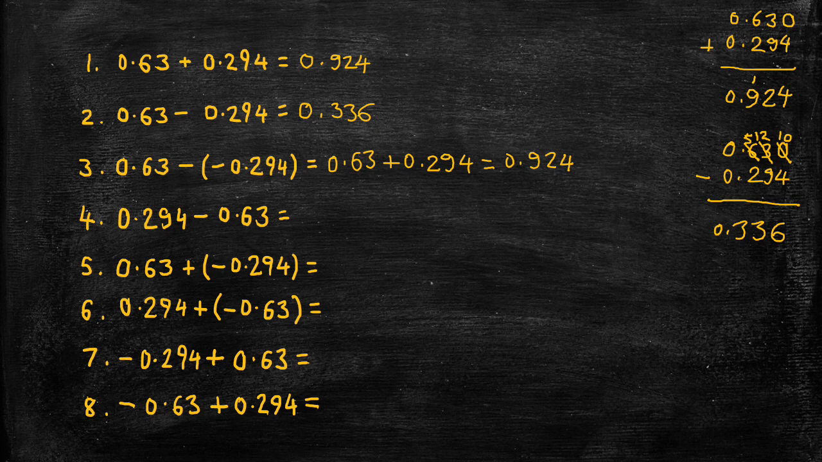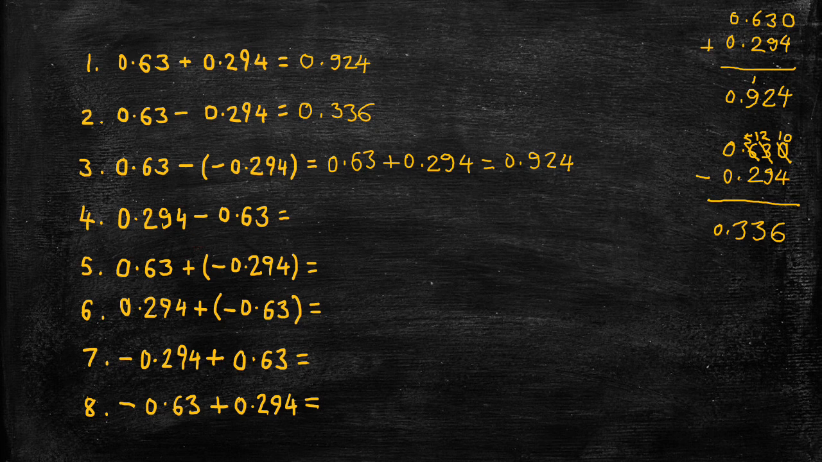Next, let's move to 0.294 minus 0.63. So before I start trying to use the subtraction algorithm, I need to notice that I'm subtracting a larger number from a smaller number. And so if I start trying to use my subtraction algorithm, I'm going to run into trouble.